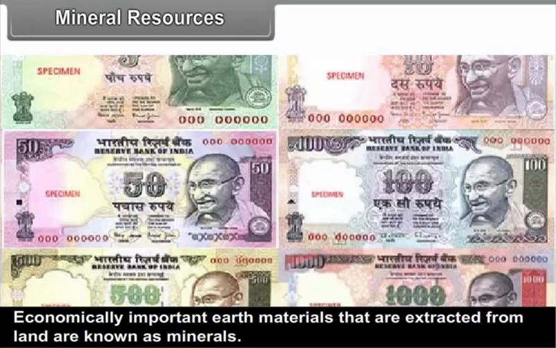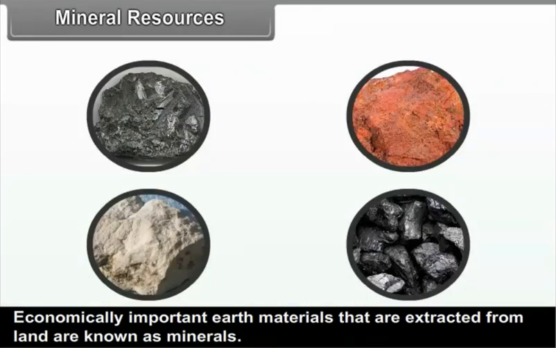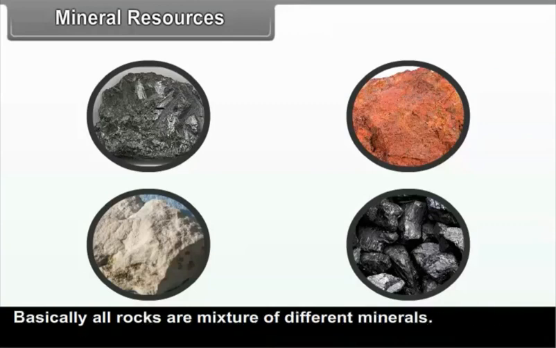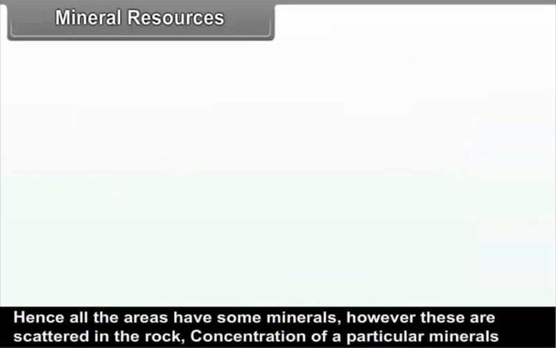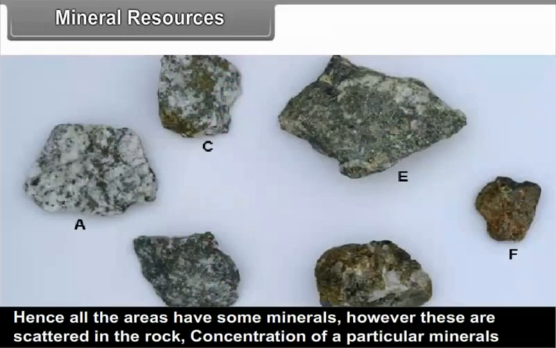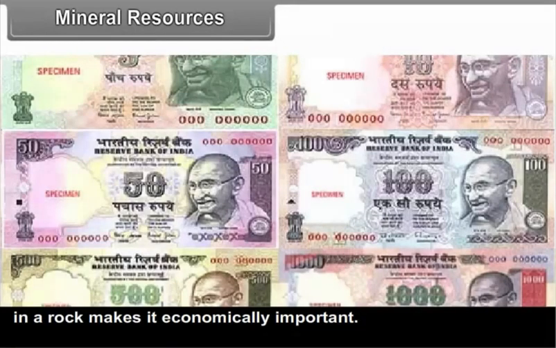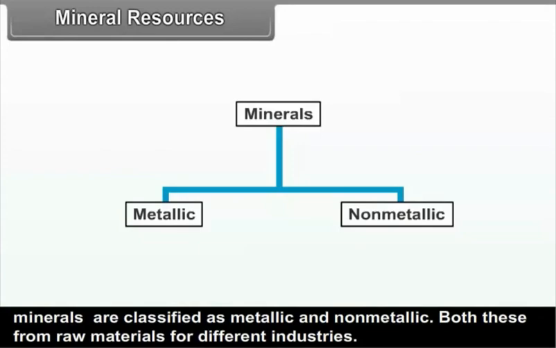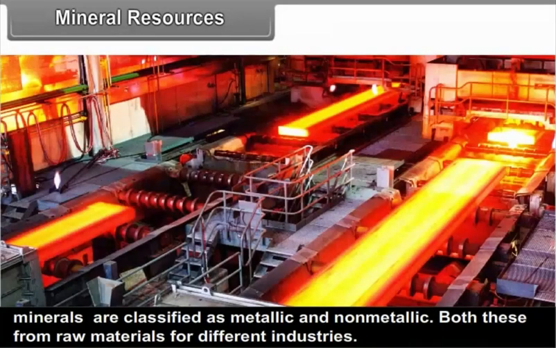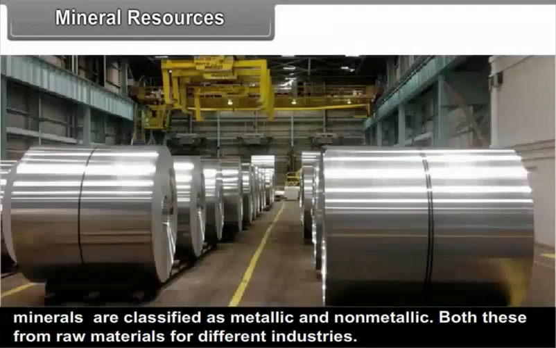Mineral resources. Economically important earth minerals that are extracted from land are known as minerals. Basically, all rocks are a mixture of different minerals. Hence, all the areas have some minerals, however, these are scattered in the rock. Concentration of a particular mineral in a rock makes it economically important. Minerals are classified as metallic and non-metallic. Both these form raw materials for different industries.